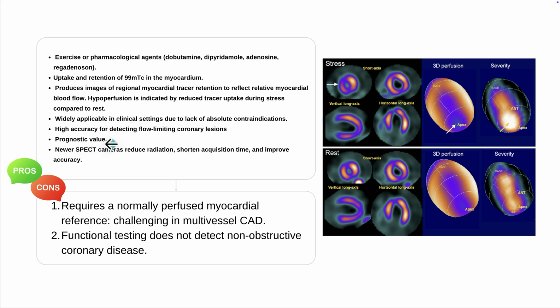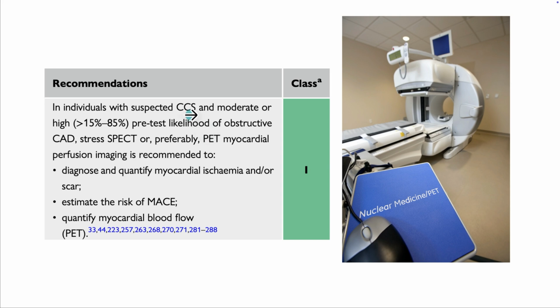They provide prognostic information if we have large defects or increased lung uptake or stress-induced LV dysfunction. And the newer SPECT cameras reduce the radiation, shorten the acquisition time, and improve the accuracy. The problem with nuclear scans is that they require a normally perfused myocardial reference. So this could be challenging in patients with multi-vessel coronary disease, tending to give us some false negative results. And of course, we have some diaphragmatic attenuation that can disturb the interpretation of the test. So similar to stress echo, nuclear scans are useful in patients with moderate or high pretest likelihood of obstructive coronary artery disease.